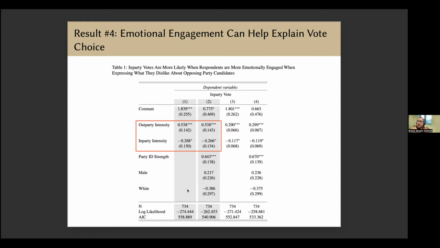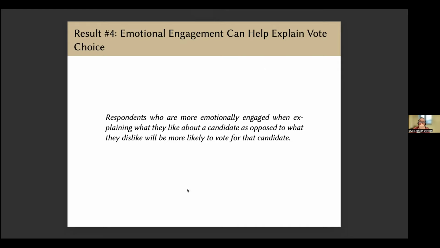Inverted, in-party votes are much more prevalent than out-party votes in the data set, but we're presenting simple logistic regressions just for the sake of simplicity. So this provides evidence that respondents who are emotionally engaged when explaining what they like about a candidate, as opposed to what they dislike, will be more likely to vote for that candidate.